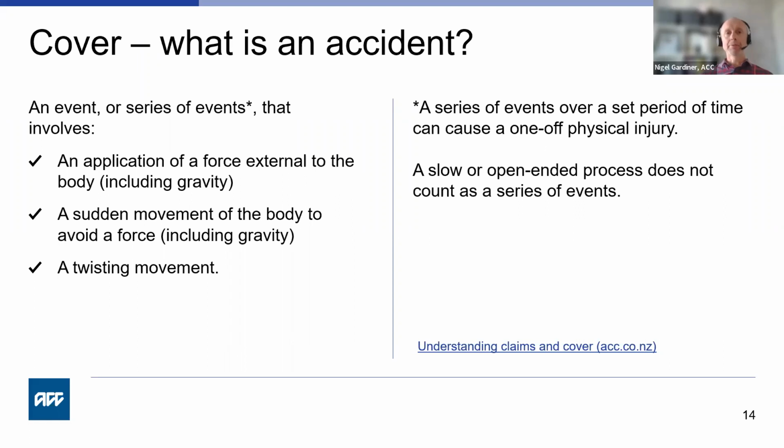Now, for ACC purposes, a series of events over a defined period of time also constitutes an accident. This usually relates to an unusual activity for that particular person, doing something that they're unaccustomed to, and developing an injury in relation to that. An example might be someone who's normally pretty sedentary, goes on a 3-day hike, and develops a massive blister on their heel. That could be an accidental injury, at least in ACC terms.